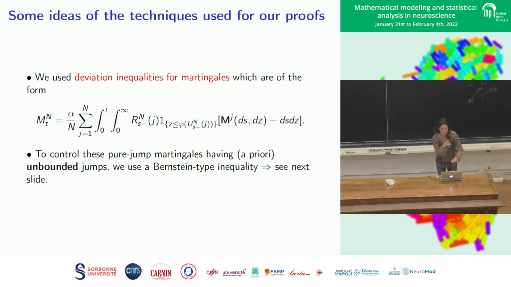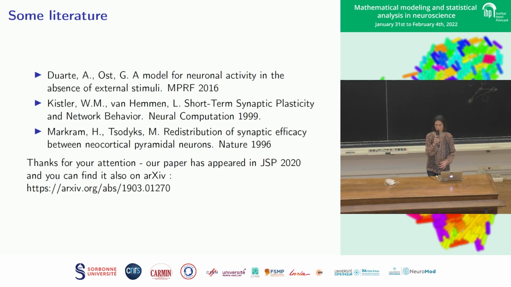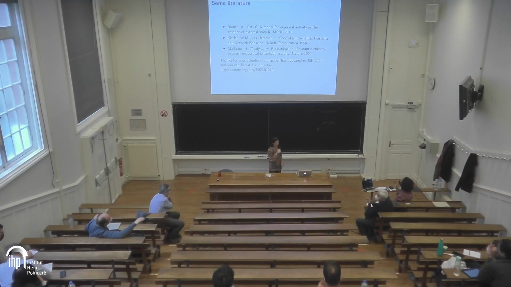I already mentioned the deviation inequalities we used for the proofs, but maybe I skipped them. And I just close with some literature. I wanted to acknowledge the nice article by Alini and Guilherme, and then two articles about the short-term synaptic plasticity. And if you want to read our joint work, it's on arXiv. It has also appeared in the Journal of Statistical Physics. Thank you for your attention.